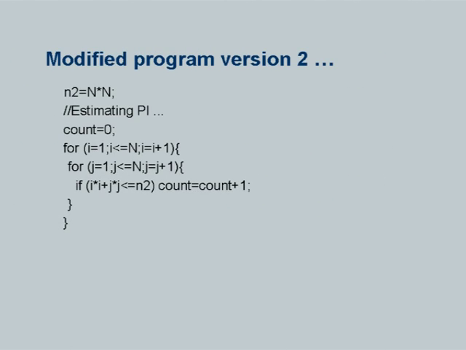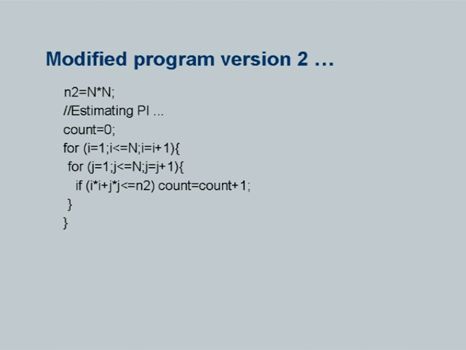Consequently, I change my program in this nature. I have written only a part of the program here. I define a new variable n2. Obviously, I will define it as double in consequence of my earlier observations. And I will say n2 equal to n square at the beginning of my program. And now I try to estimate pi using the same algorithm. Count is 0. I set up a loop for i to vary from 1 to n. I set up a nested loop for j to vary from 1 to n. But inside the nested block, I make a simple comparison. If i square plus j square is less than n2, I increment the count.